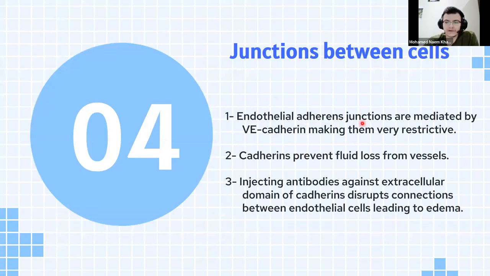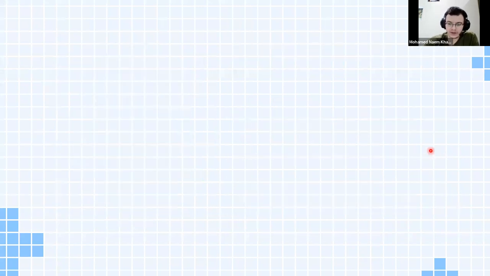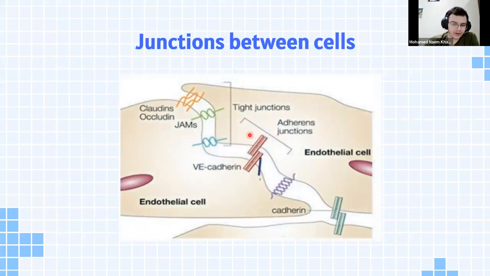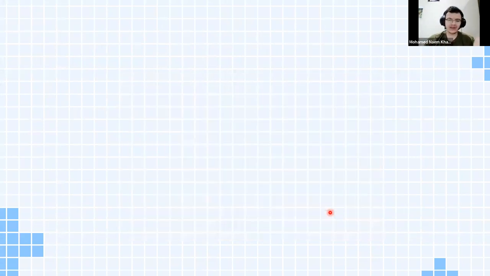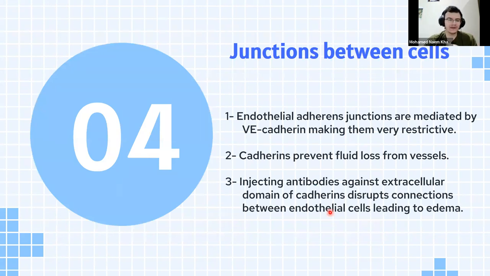So endothelial adherens junctions are mediated by VE-cadherin, making it very restrictive. This adherent molecule is made from VE-cadherin. Know the name. Almost all of these have the same function: they make it more restrictive, so molecules cannot go in and out. You just need to know the names. Probably they're going to ask you about these in MCQs. I don't think they're going to ask you. Maybe in SAQs. I don't want to tell you something and you just remember how they look, then get it as an SAQ and say Naem screwed us. So just know the names, okay?